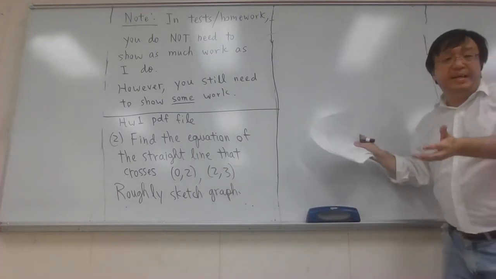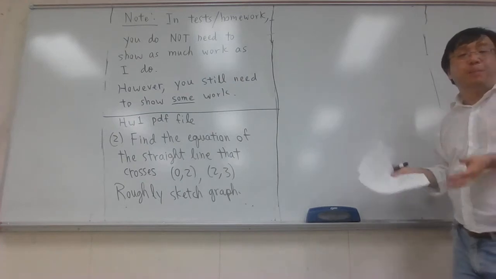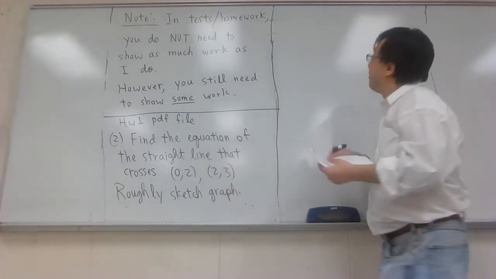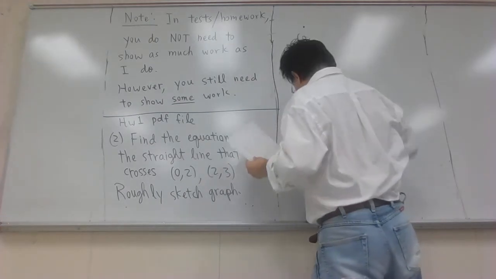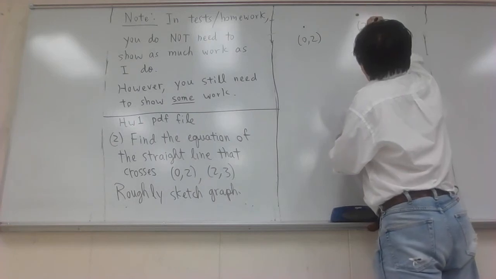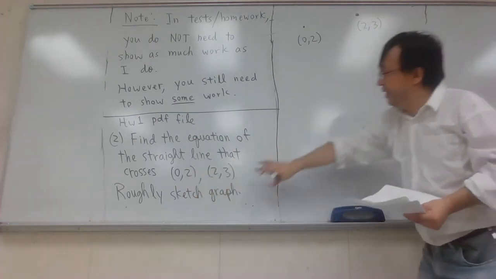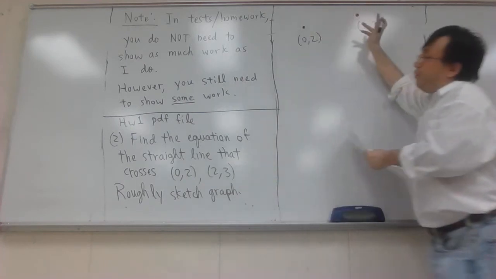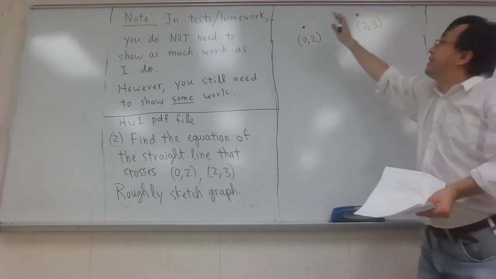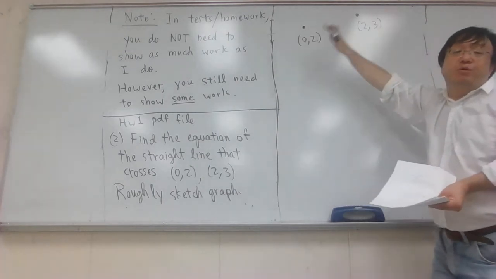Again, this is an example of principle 1, which says that 2 points determine a unique straight line. Because what do we have? We have 2 points, the point (0, 2) and the point (2, 3). If we have 2 distinct points, then there's one and only one straight line passing through those 2 points, namely this straight line.